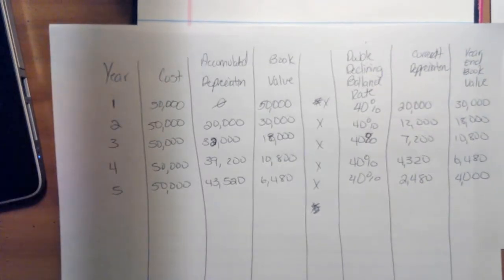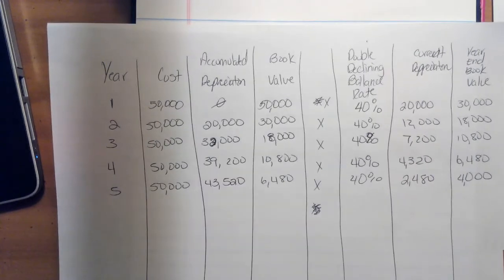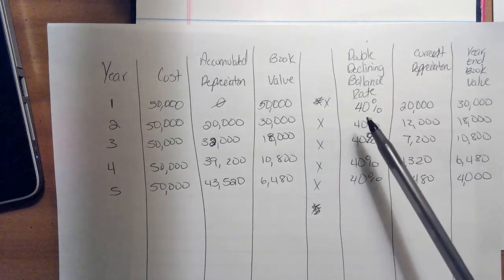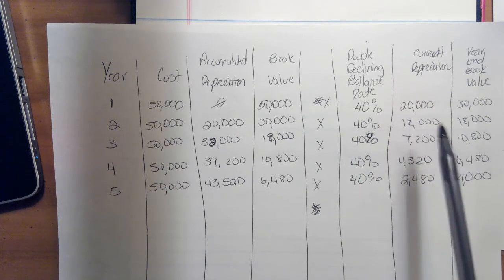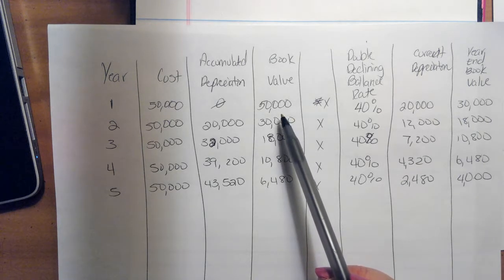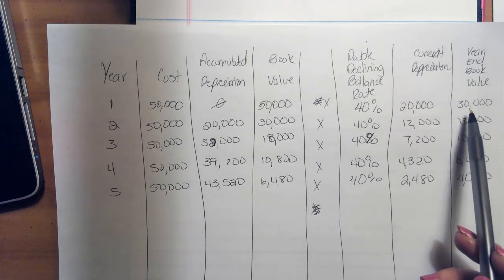Okay. In year 1, we have a cost of $50,000. We have no depreciation yet. Our book value is currently $50,000. We're going to multiply by 40%, and that gives us $20,000 for current depreciation. We take the $20,000 minus the book value, and we determine that we've got $30,000 year-end book value.